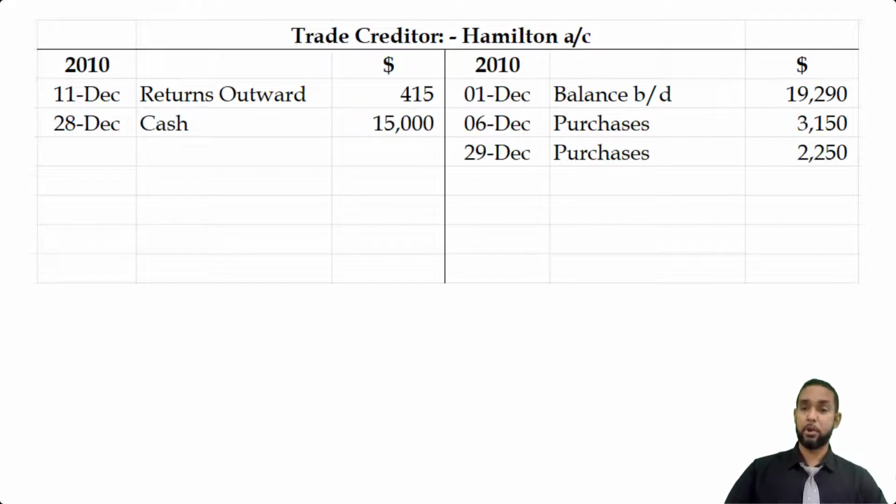Now the balance, how do we find that? Well, just as we did with Marshall's account, we add up the items in this column, add up the items in that column, and we find the difference, and we put it on the side with the lower total.